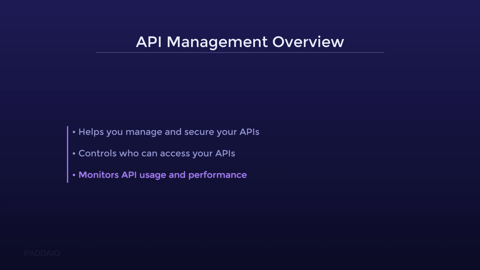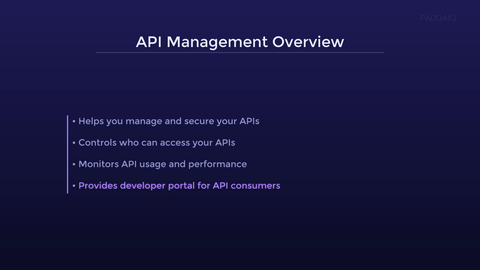Monitors API usage and performance. This means it tracks how often your APIs are called and how quickly they respond. For example, if a sales API slows down during peak hours, you can identify and fix the bottleneck. This ensures your digital services remain reliable and efficient for users.